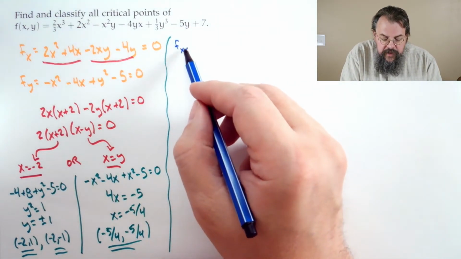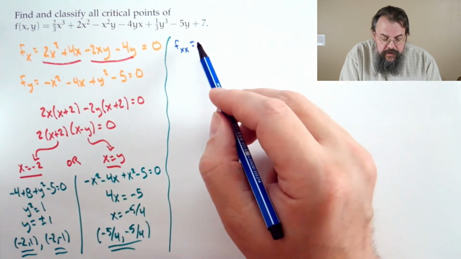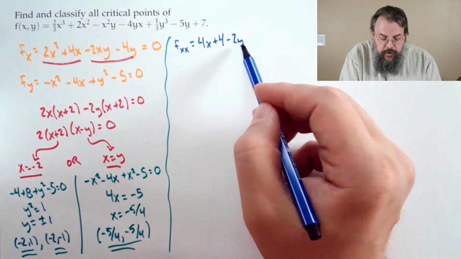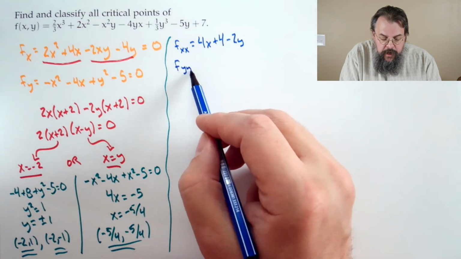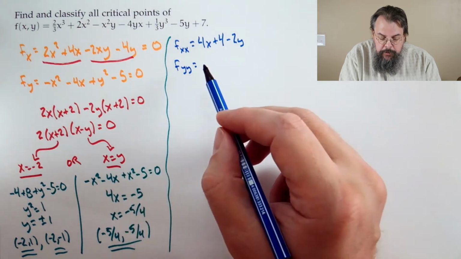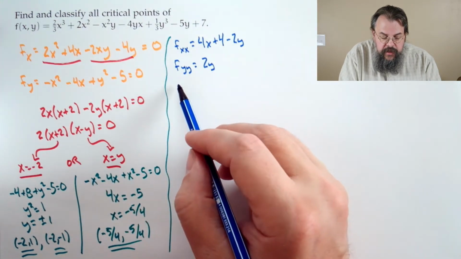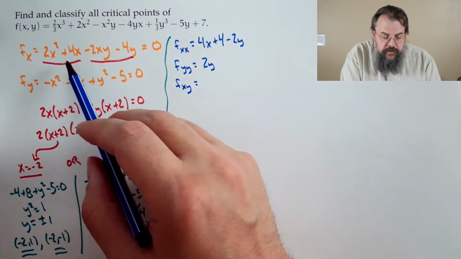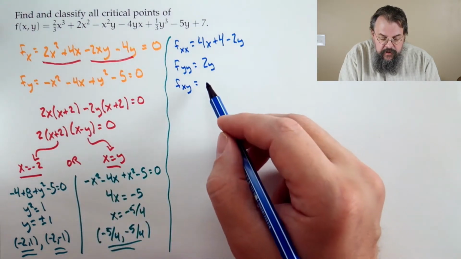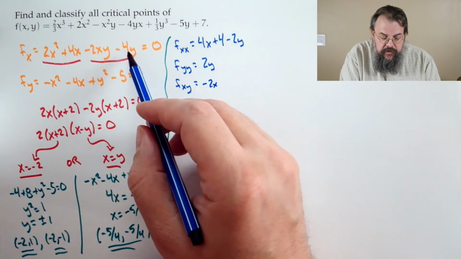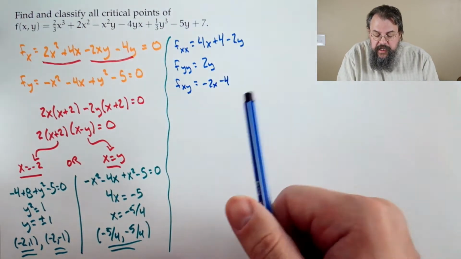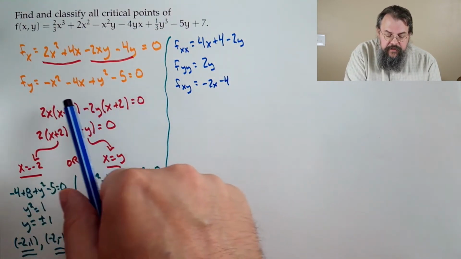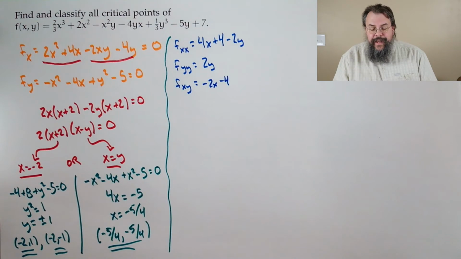f_xx. So that would be 4x plus 4 minus 2y. f_yy: 2y. All right, that looks pretty promising. f_xy. Okay, that would be minus 2x minus 4. Now you can always check f_xy by also doing f_yx. So in other words, come here and take the derivative with respect to x: minus 2x minus 4. Yeah, good, they match.